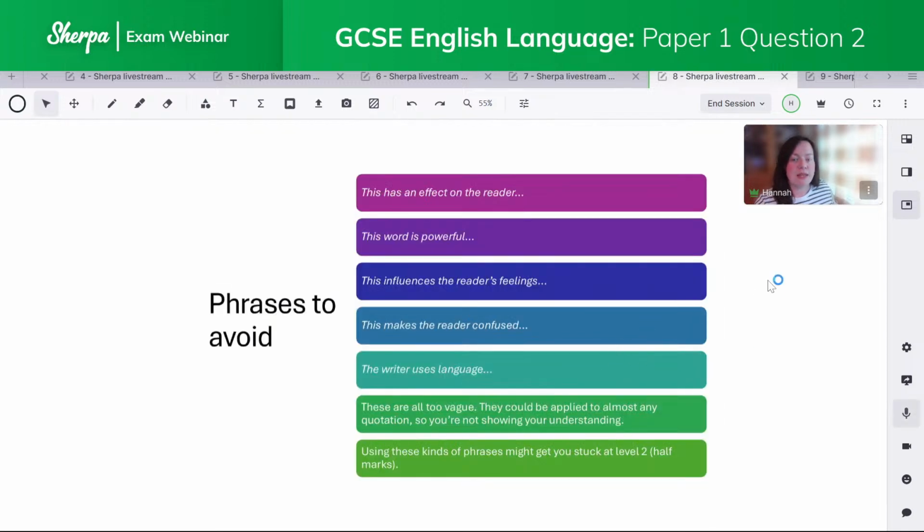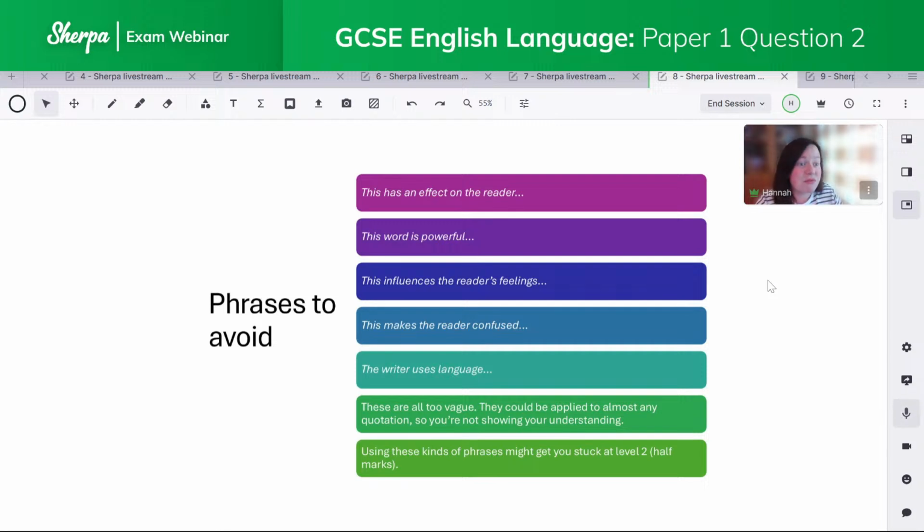Here we go. These are some of the things that will make the examiners scream, cry, growl, all of those kinds of things, because they often indicate that the student knows what they need to do, but they're just not being quite specific enough. So "this has an effect on the reader." What effect? If you don't name it, you can't get the mark. So "this has an effect on the reader" is too vague. What we need there instead is something like "this makes the reader feel nervous or tense because..." So it's a specific feeling that you're talking about.